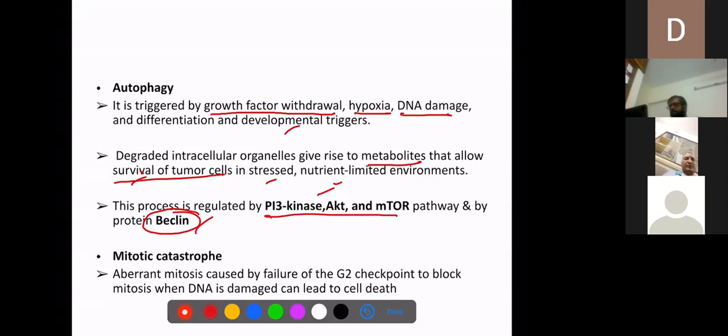So what is a mitotic catastrophe? It is an aberrant, abnormal mitosis caused by failure of the G2 checkpoint. I told you G2M is one checkpoint and G1S is another. Once the G2M checkpoint fails to block mitosis, the damaged DNA enters mitosis and can lead to cell death.